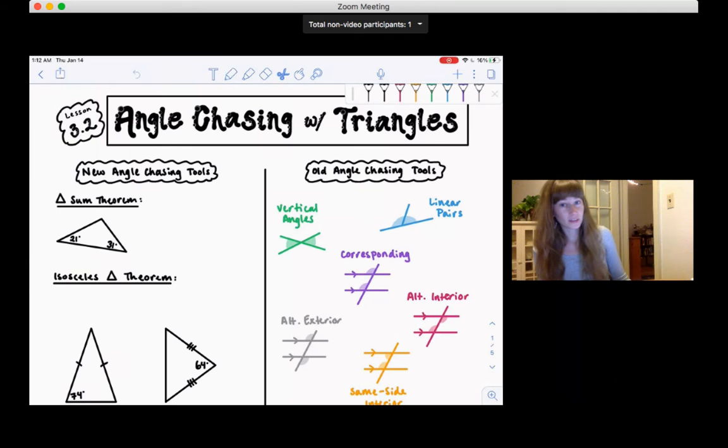Today's lesson is going to be on angle chasing, more angle chasing, this time with triangles. So we're going to learn how to use the facts that we learned last lesson about triangles in angle chases. All right, so our new angle chasing tools are the Triangle Sum Theorem, which, if we remember from last lesson, just says that all the angles in a triangle add up to 180.